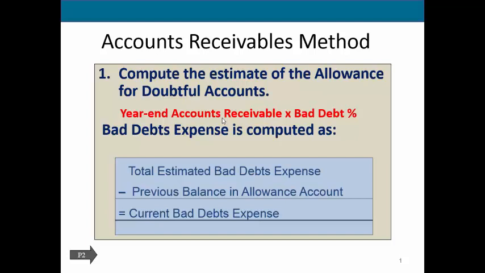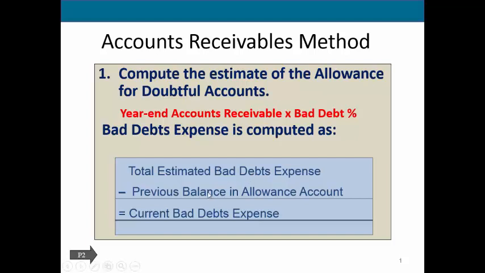That seems very difficult right now when we're saying it, but let's go ahead and look at an example. To compute our bad debt expense using the accounts receivable method, we do the following. We take our total estimated bad debt expense, and we get that by calculating our bad debt percentage, or the percentage we estimate to be bad, and multiply that by our accounts receivable balance.